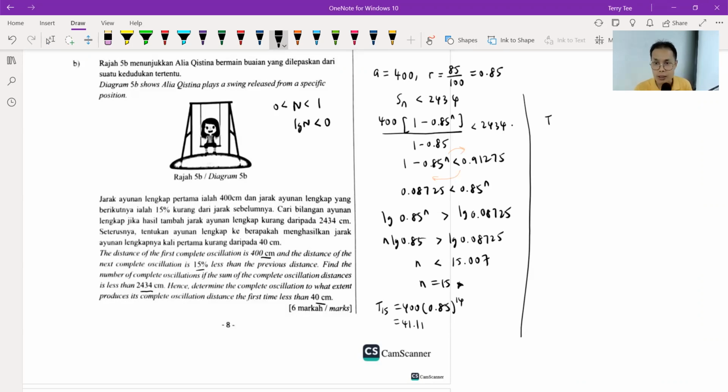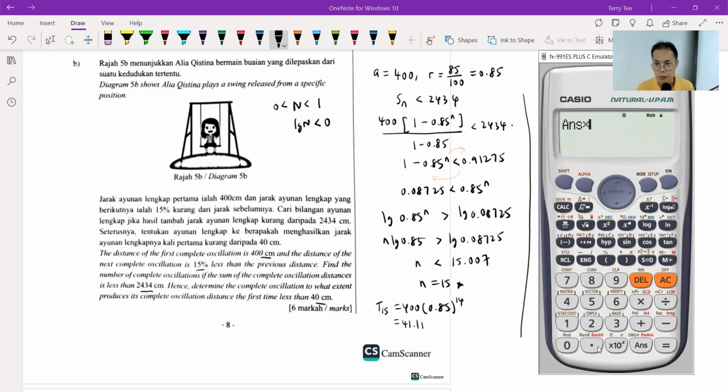So we have to try another one, T16. Now remember, it's going to get smaller and smaller as you oscillate. The distance traveled is reduced by 15% for each oscillation. So we do T15, 400 times 0.85 to the power 15. Or you can take whatever answer we have here and multiply by 0.85 one more time, and you will get 34.94.